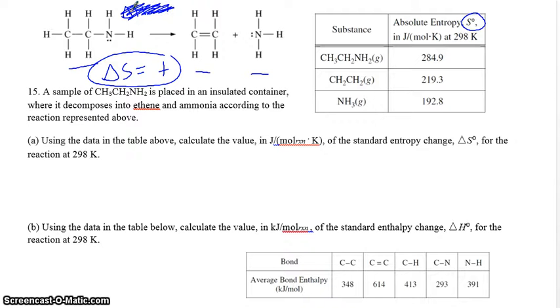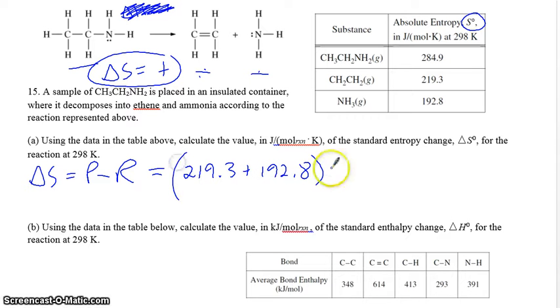So we have this substance on the left, placed in an insulated container where it decomposes. This is ethene and ammonia. A says, using the data in the table above, calculate the value of delta S for the reaction. So we're going to do products minus reactants, as we've done for delta H upstairs. Our two products are these. So we've got ourselves 219.3, and we got ourselves 192.8.